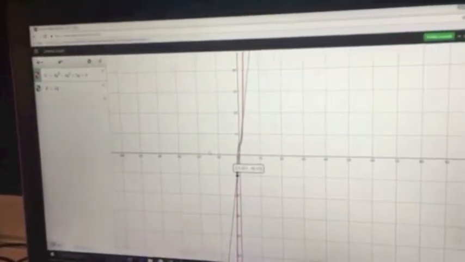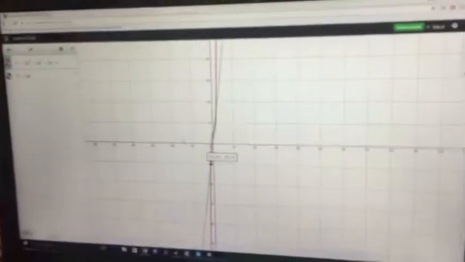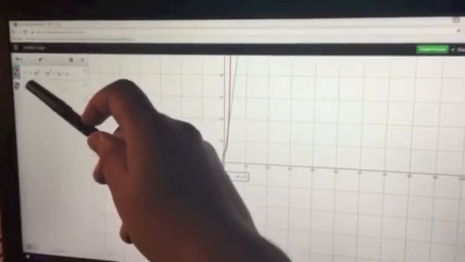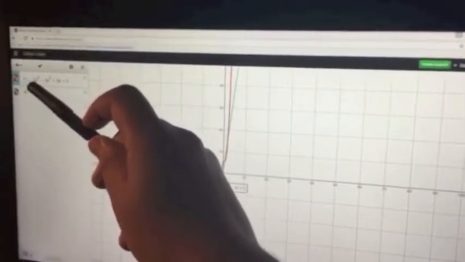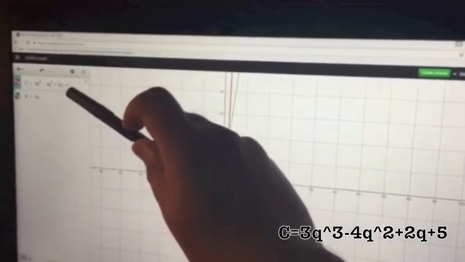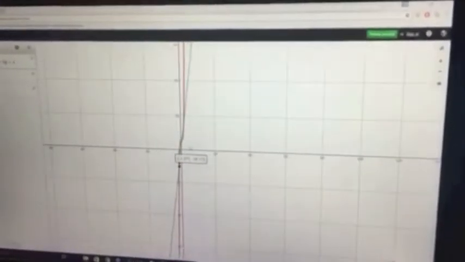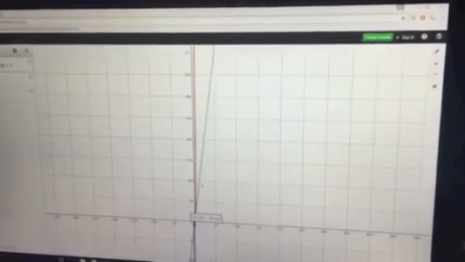Hello, my name is Adrian Flores, and here we're going to find how to maximize the profits of a manufacturing company. Here we can see two graphs, one for C and one for R. C is the total cost of production of the company, and it is equal to 3q cubed minus 4q squared plus 2q plus 5, q being the units produced. And the revenue, R, is equal to 8q, which means they sell each unit at $8. You can see here both graphs as they intersect and then separate as the numbers grow.